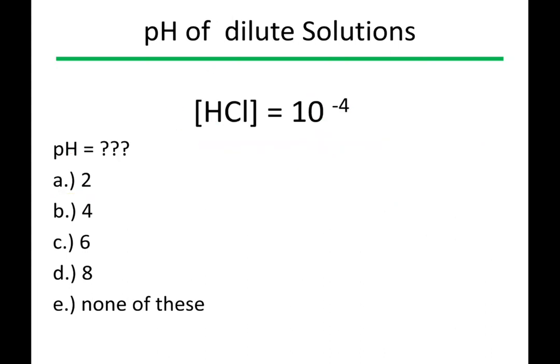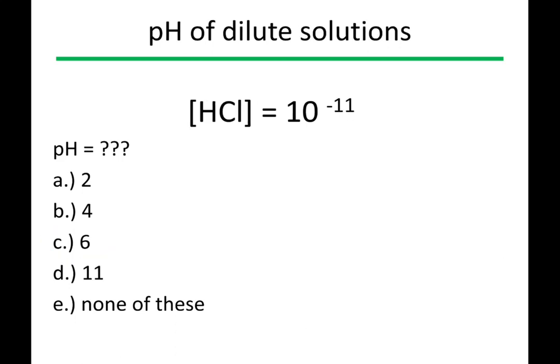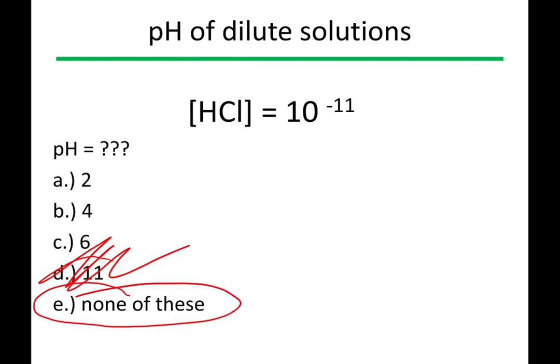Okay, but if the concentration is 10 to the minus 4th molar, exact same math, we get the negative log of 10 to the minus 4th, and that's equal to 4. And this one really quick, 10 to the minus 6th, yep, you guessed it, it's just going to be 6. Okay, so one more, HCl at 10 to the minus 11th. And the answer is no, it's not 11. It's actually none of these. So this one is a little bit of a trick. If the concentration of HCl is 10 to the minus 11th, why, unlike the other ones, is the pH not equal to 11?